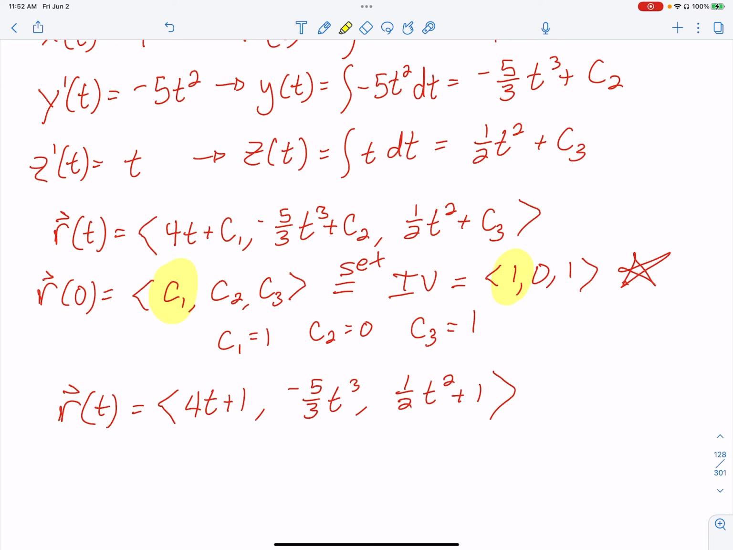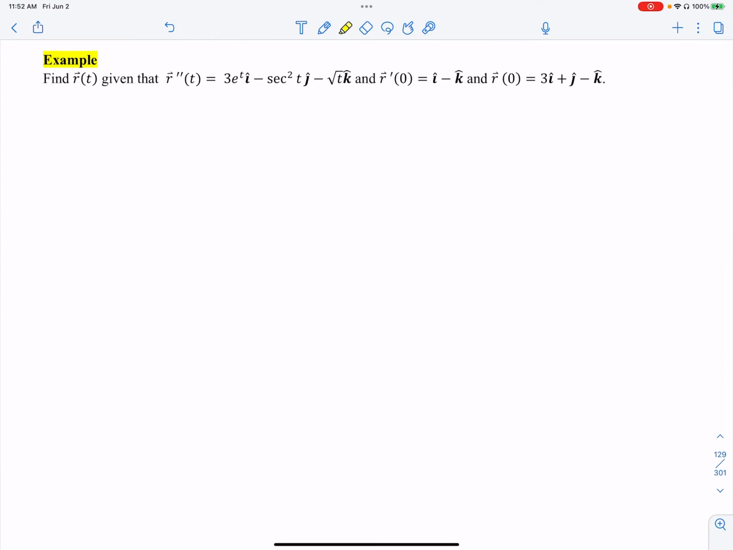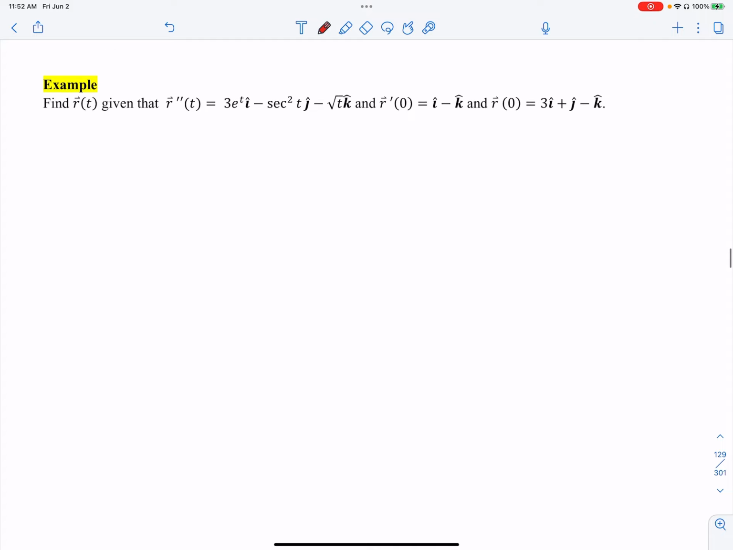All right, let's do one that's a little deeper. We have our second derivative. The second derivative looks like that. And then they give me two IVPs, or two IVs. This is another initial value problem. They gave me a second derivative, then they gave me a value for r prime, and they also gave me a value for r. So I can work backwards to get to each part.